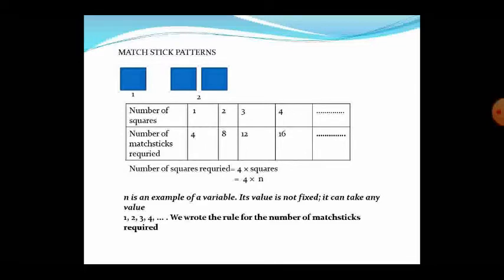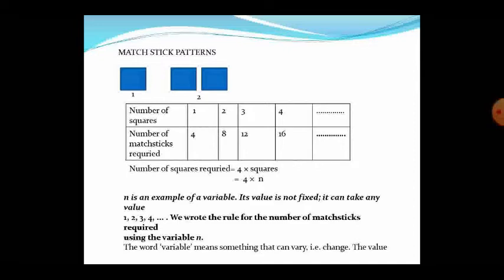We wrote the rule for the number of mastics required, right? Like that, there are so many rules and so many formulas. In this algebra, there are so many equations to easily find the sums using this variable n. The word variable, what is the meaning of variable? Variable means something that can vary. By the name itself it indicates. Vary means what? Changes. That value changes, right?